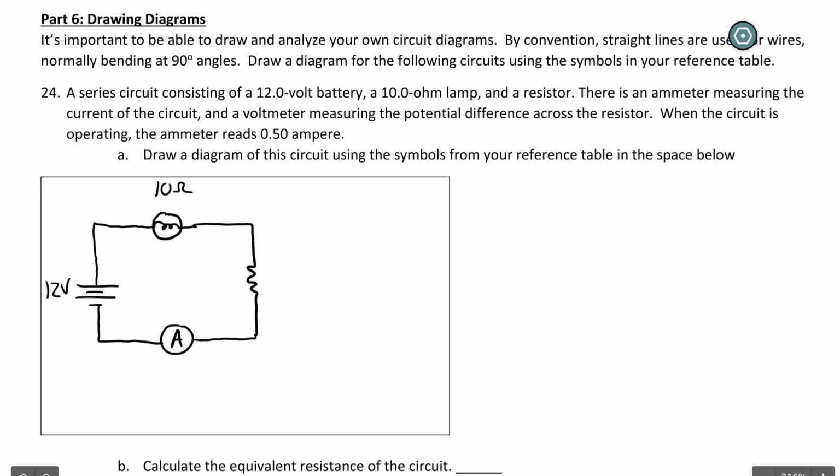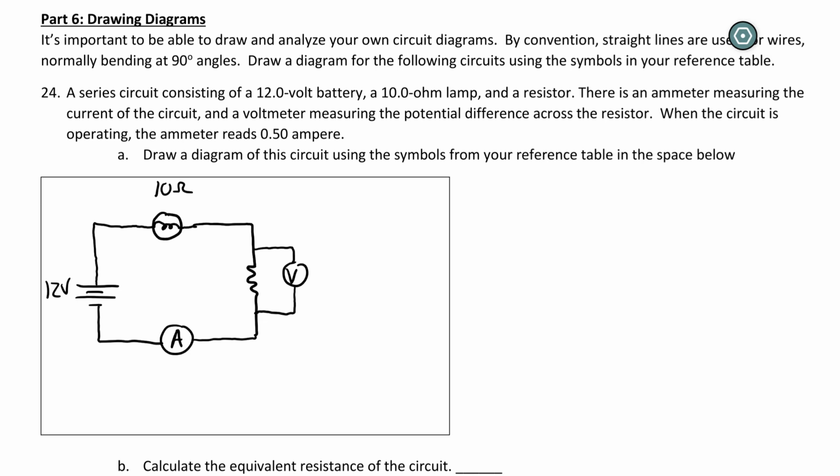And there's a voltmeter measuring the potential difference across the resistor. Okay, beautiful. So here's our voltmeter. And you put the ammeter in series and you put the voltmeter in parallel, just like that. And when it says across the resistor, it means from one point and then on the other side of the resistor there. All right, so it has to be across it on either side.